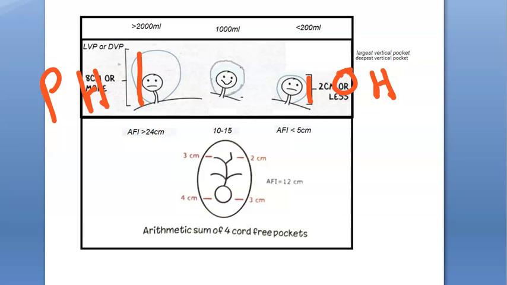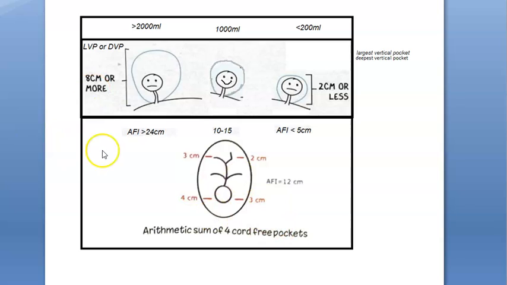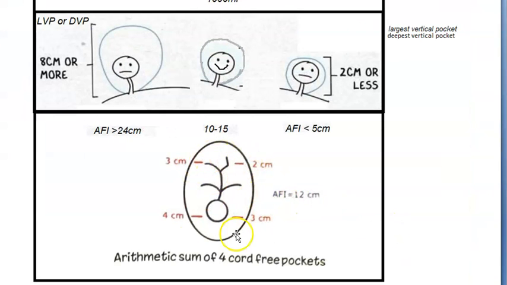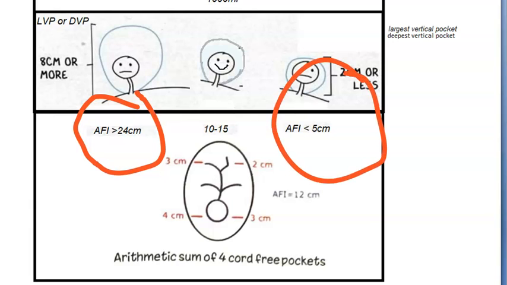So this much did you understand, people? How do you calculate this? There's one more thing, the amniotic fluid index. Here you will take 4 measurements, not the largest or deepest one, but 4 measurements at 4 places, and then you add them up. You will get around 10 to 15 in a normal person. In polyhydramnios, what will you get? You will get a greater number, greater than 24. And in oligohydramnios, you will get less than 5.